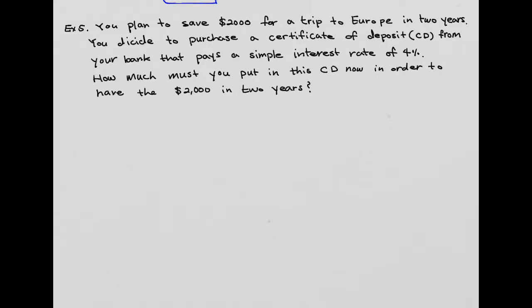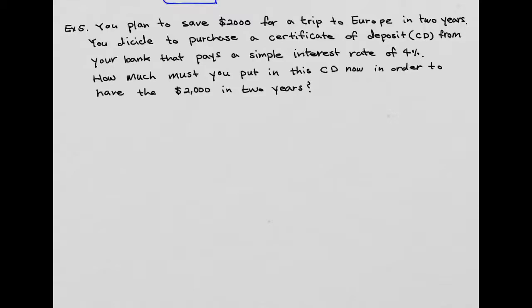Example 5. You plan to save $2,000 for a trip to Europe in 2 years. You decide to purchase a certificate of deposit, which is a CD, from your bank that pays a simple interest rate of 4%. How much must you put in this CD now in order to have the 2,000 in 2 years? So in this problem, we want to look for the principal, the starting amount. How much you need to put in right now in order to make 2,000 in 2 years.